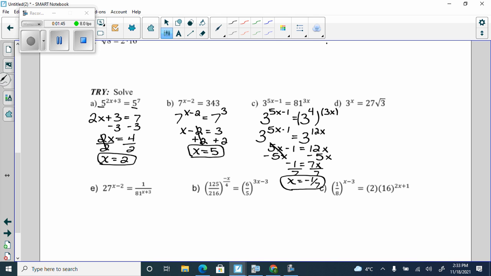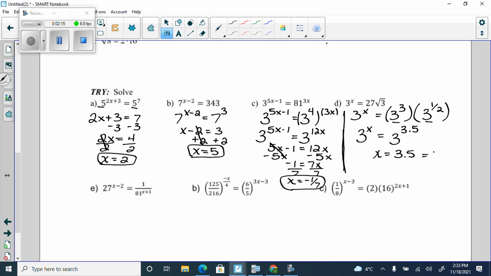D, I can make them all be base 3, right? So this one is going to be 3 to the x. 27 is 3 to the 3. And square root of 3 is 3 to the half. And what do I do when I have two bases, two exponents? Add them. So I'm going to get 3 plus a half, which is 3.5, or 7 over 2. Same answer, different class. Either of those is equal, because you have to actually add them. 3 plus a half is 3.5.